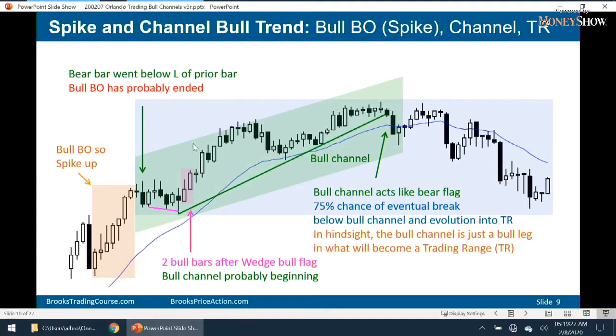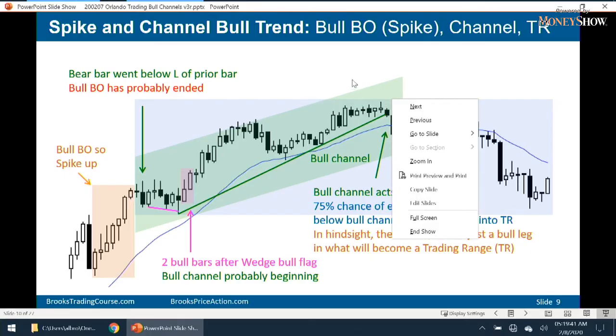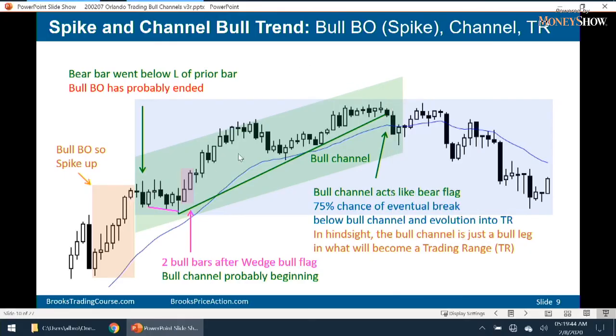And I think this is an important point. You have a breakout, at some point the trend weakens into a channel, so a bull breakout and a bull channel, so it's a weaker type of trend. And 75% of the time, if the market's in a bull channel, I think of it as a bear flag. Right? 75% of the time, if you see a bull channel, you're going to get a bear breakout below the bull trend line, and you'll get a swing down. And what typically happens is you have a bull trend, a channel, a break below the bull channel, and then a conversion into a trading range.